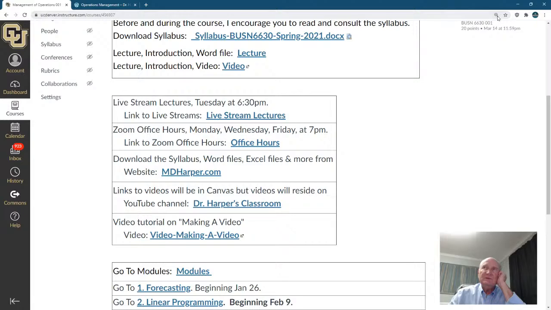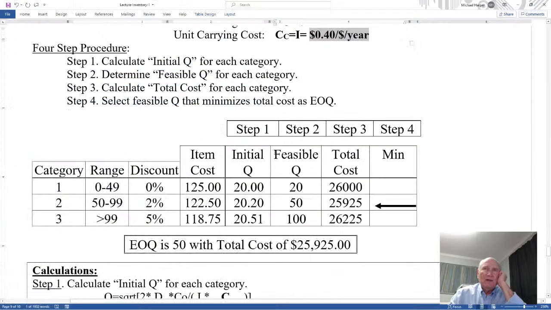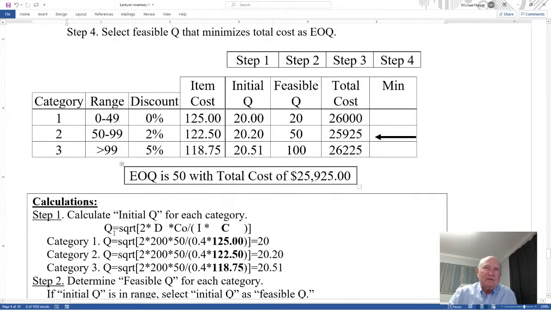Okay, whoops, don't need that anymore. Let's go through it. Let me show you how it works. First of all, step 1, calculate what I call initial Q for each category. Let's come down to the calculations, and here they are. I'm using the EOQ equation to get the initial Q. So even though it's an EOQ, I'm not calling it EOQ. I'm calling it just Q because it's an initial Q.